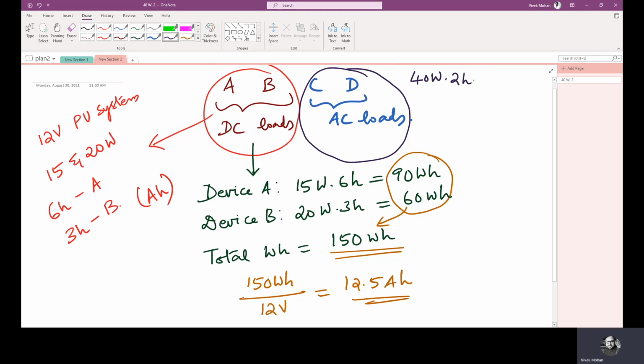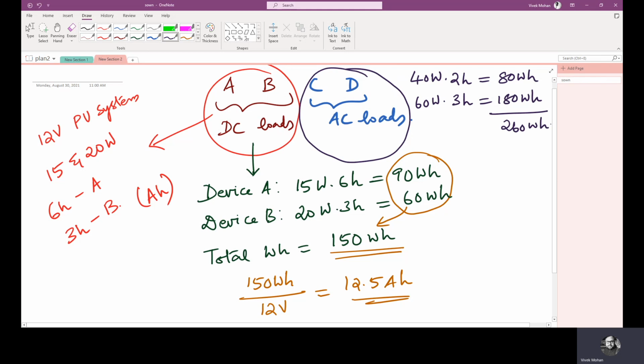Okay, 2 hours, and the device D has a rating of 60 watts and it runs for 3 hours per day. So we can convert this to watt hours. Here it will become 80 watt hours, and the second one would be 180 watt hours. Okay, now the total is 260 watt hours.